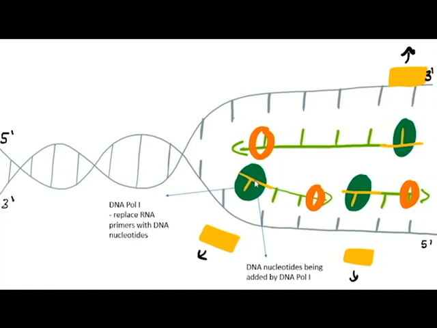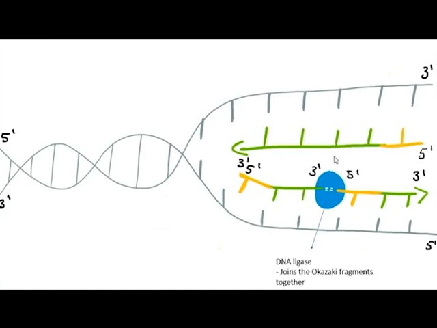Then, later on, DNA polymerase 1, this green circle here, will replace all the primers with DNA nucleotides. And for the lagging strand, the DNA ligase, here, will join the Okazaki fragments together by covalently joining the sugar-phosphate backbones between the nucleotides of the fragments with a phosphodiester bond.